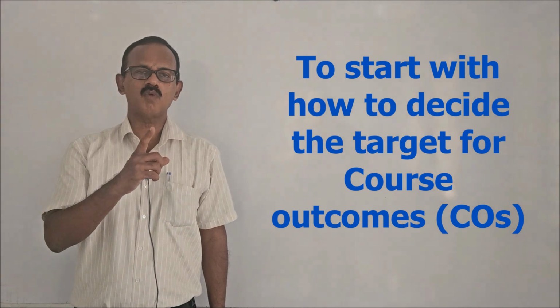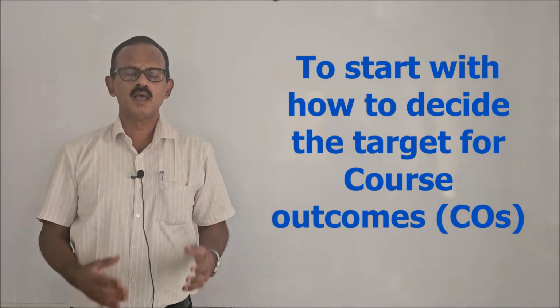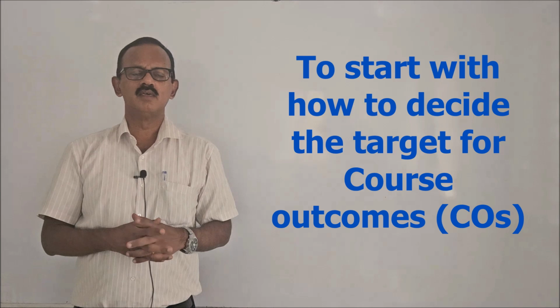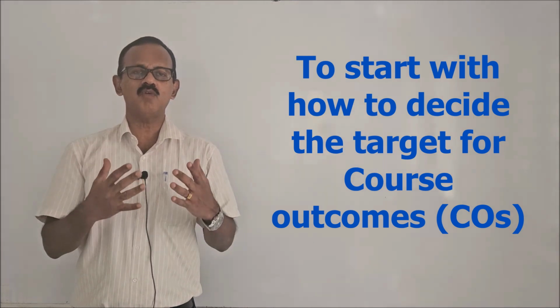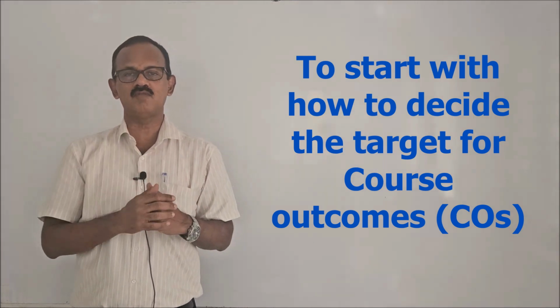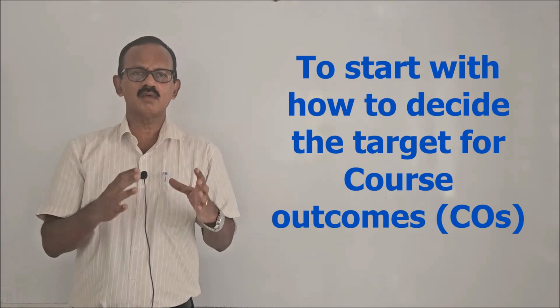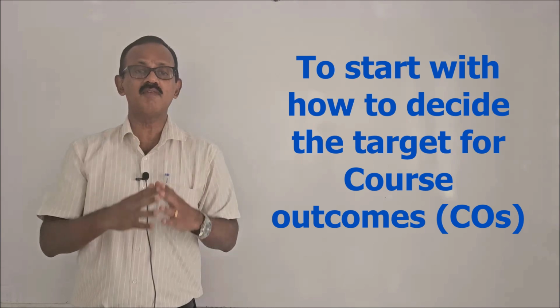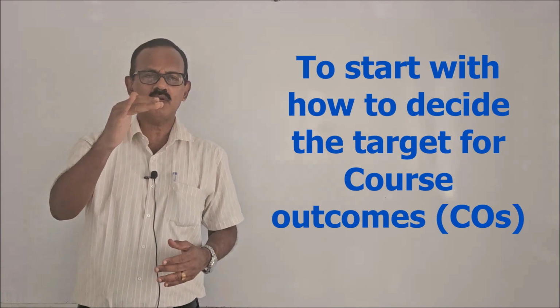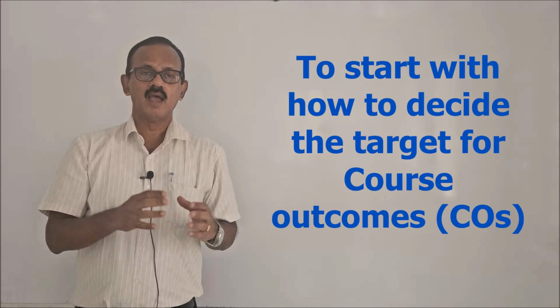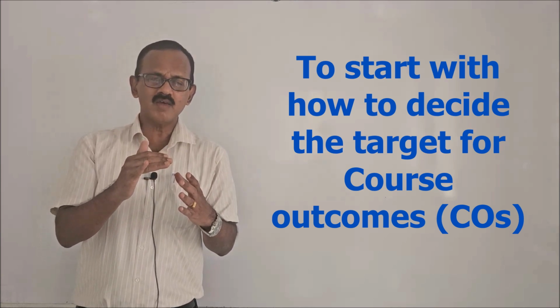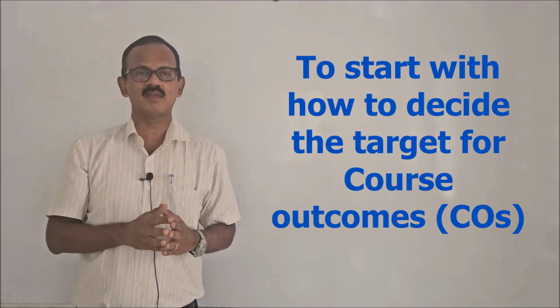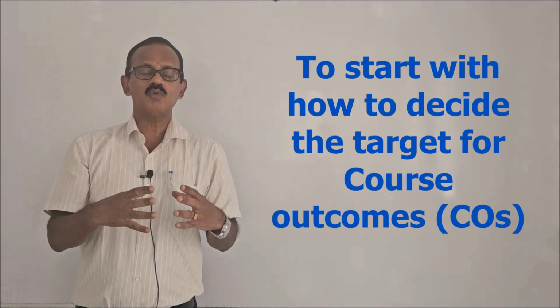Setting target for course outcomes. How to set targets? If you want to achieve something, first you have to decide at what level you want to achieve it. Therefore, please keep in mind, targets are of three levels: level 1, level 2, level 3. Level 1 is the lowest level and level 3 is the highest level. We have to set a target.